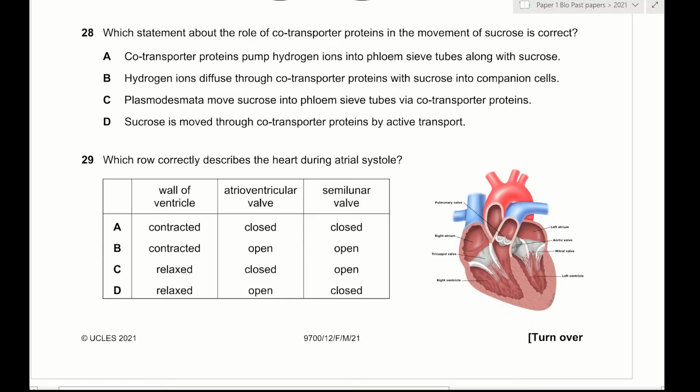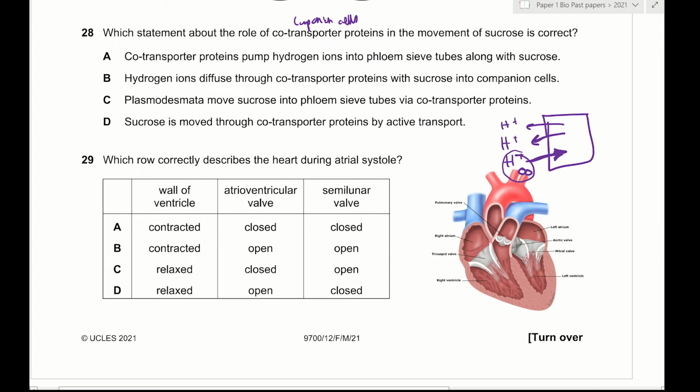28. Which statement about the role of co-transporter proteins in the movement of sucrose is correct? So, co-transporter proteins are found on companion cells, and when companion cells pump hydrogen ions outside, onto the cell wall, both H+ ions and sucrose go back together through that co-transporter protein into the companion cell. So both of them go into the companion cell together.